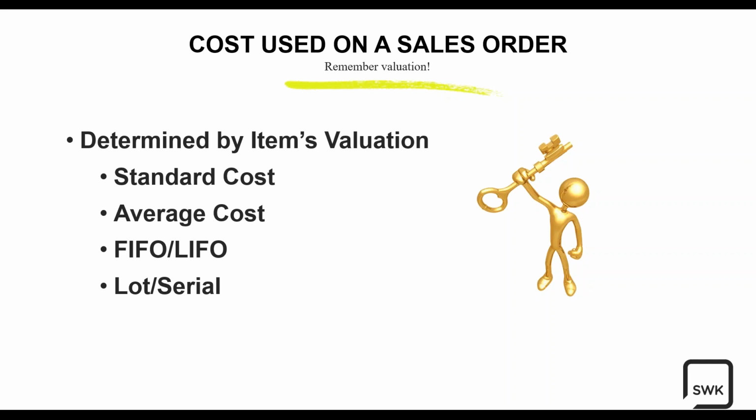Lot or serial valuations behave slightly differently. The actual cost is also maintained when items are received, based on either the lot or serial number. Of course, a lot applies to a group of items associated with the same number, and a serial item means you have one serial number per item. When sold, the user has to choose which lot or serial number is being sold, and the appropriate actual cost of that item is used. So it's important to know your valuation if you're trying to determine where your costing has come from.